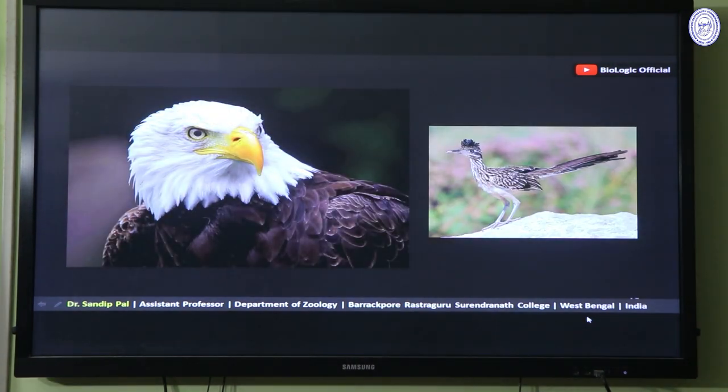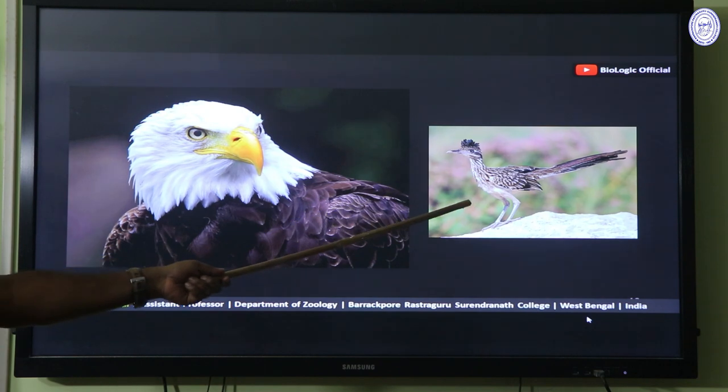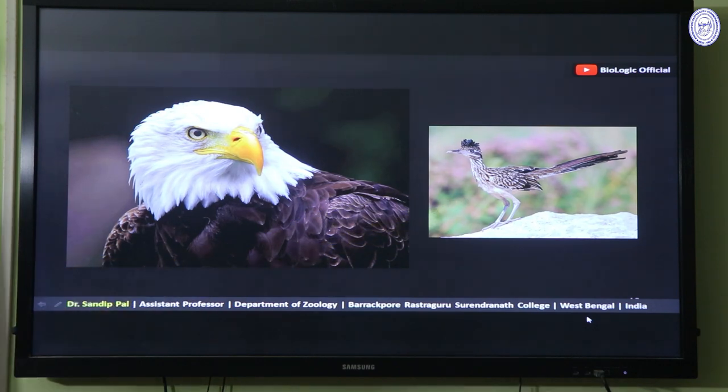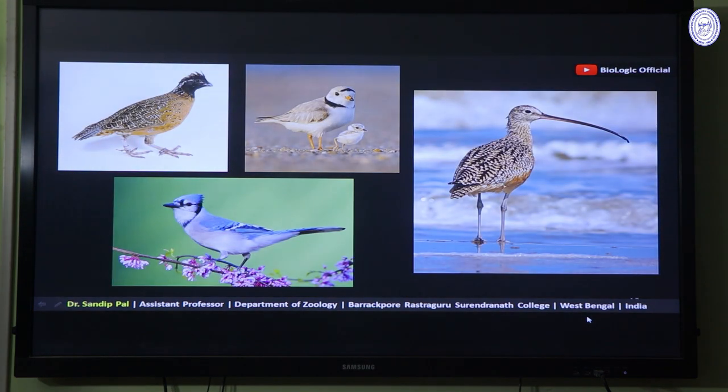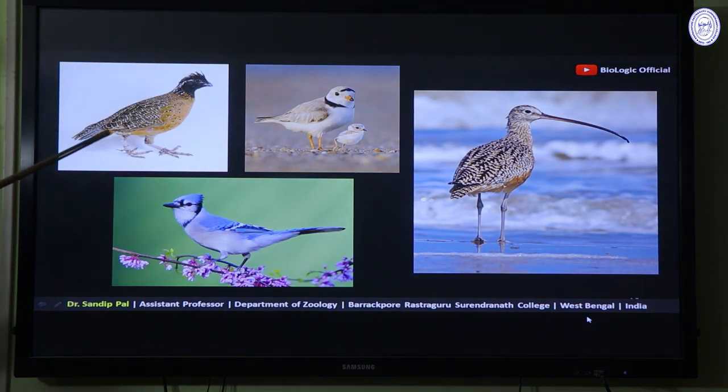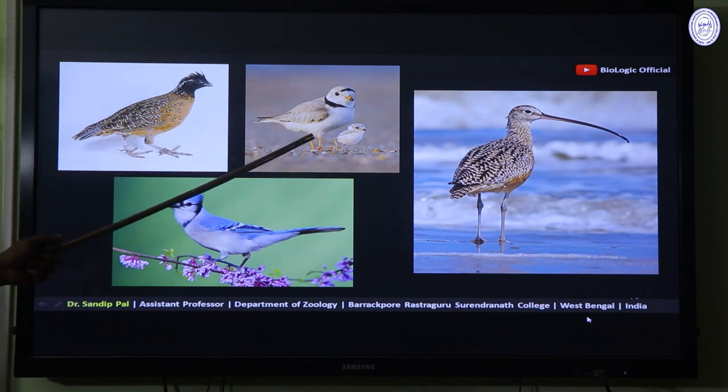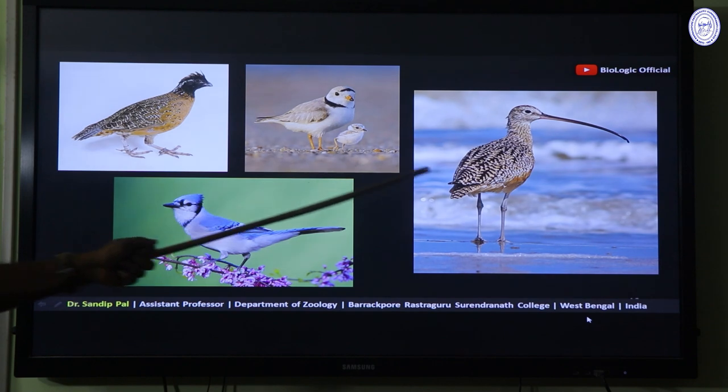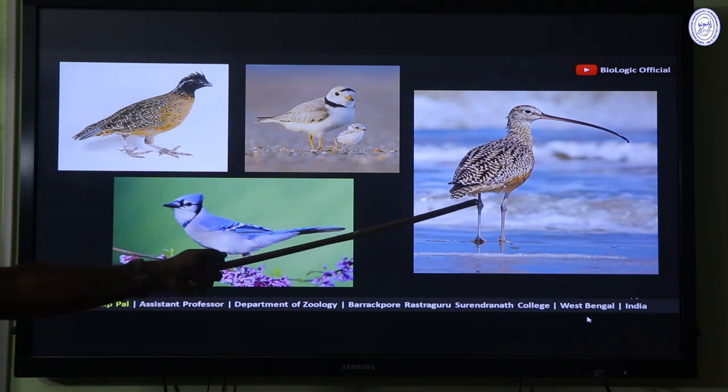Next, moving to the birds. This is bald eagle. You have seen. This is the national bird of America, USA. And this is roadrunner, a small bird. This one is masked bobwhite, peeping plover, Eskimo curlew. This is critically endangered bird now.